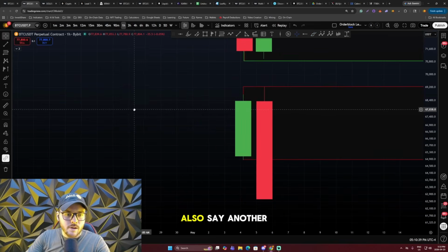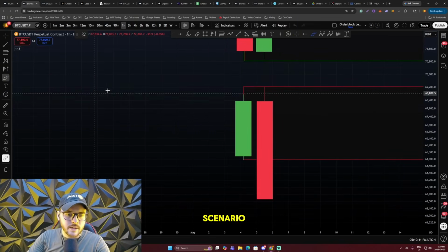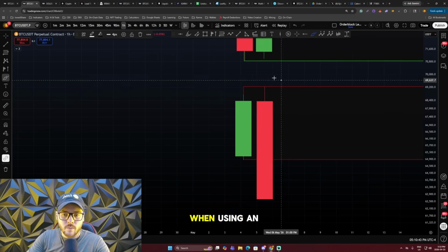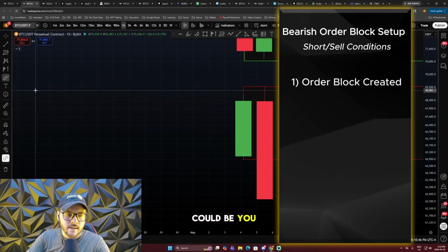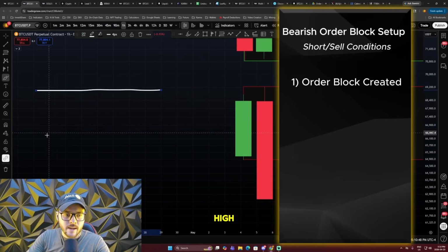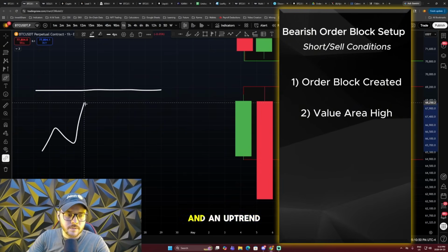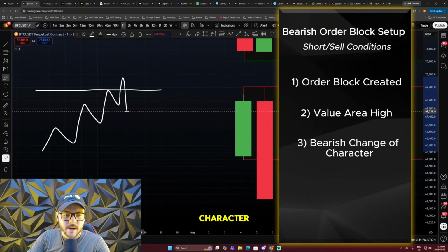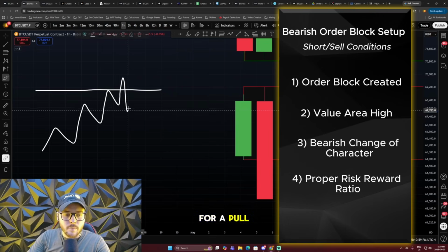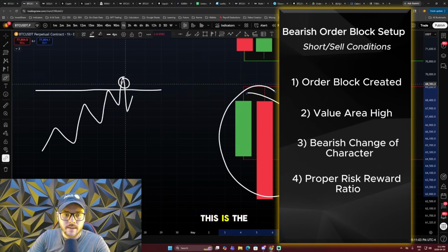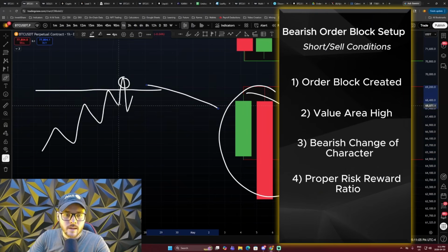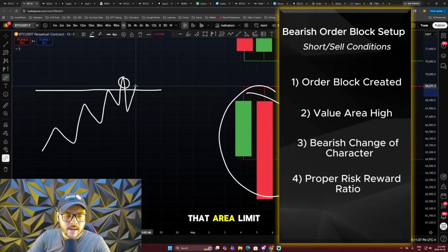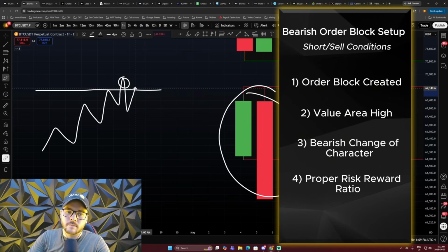And I could also say another scenario, a picture perfect scenario when using an order block like this could be, at a value area high, we saw price action come up, an uptrend, and then we got a bearish change of character, but maybe I don't like the risk to reward ratio again. So I'm looking for a pullback. Hopefully we have an order block here. It looks just like this. Maybe this is the peak point. And we're coming back to test that area, limit order in, right?